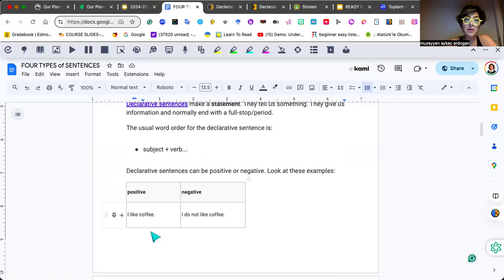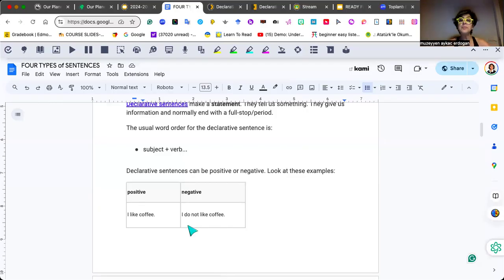So for the positive one, look at the sentences. I like coffee. So there is the subject, as in the formulation. We have the verb like and coffee as the object of a sentence. So if you would like to make this sentence a negative sentence, then you need to put not here as a negative to give the negative meaning. So we write I don't like coffee.